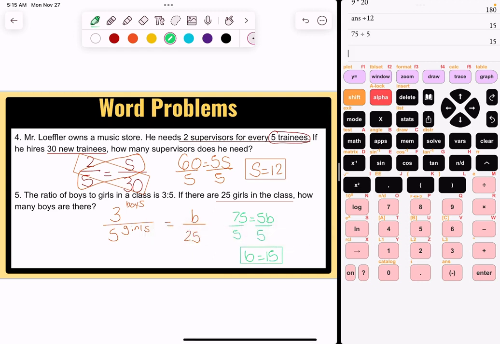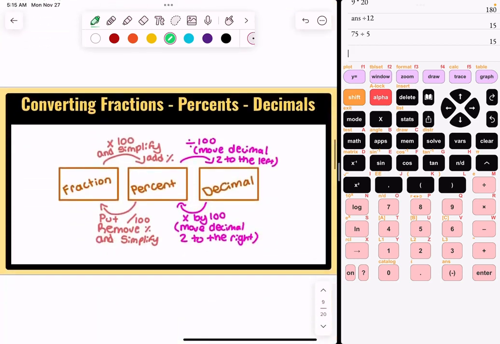Nice. All right, let's look at the next one. Comparing fractions, percents, and decimals. Converting fractions, percents, and decimals. So if you start out with a fraction and you want to get a percent, you would divide the fraction, then times it by 100, and simplify. And then you add the percent symbol. That way everybody knows it's a percent.